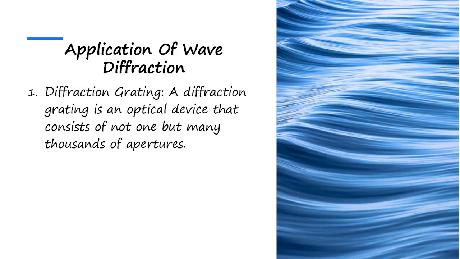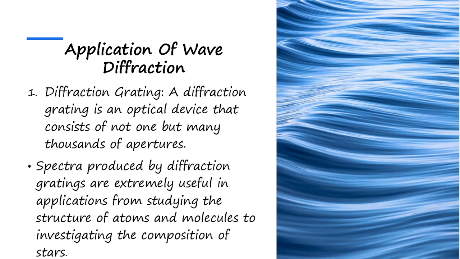So a diffraction grating is an optical device that consists not of one but of many thousands of apertures. The spectra produced by diffraction gratings are extremely useful in applications from studying the structure of atoms and molecules to investigating the composition of the stars. So those are the uses of the spectra produced by these diffraction gratings.